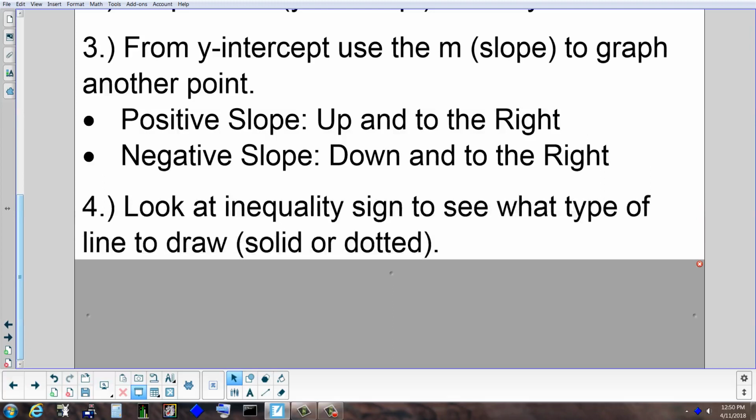So look at the inequality sign to see what type of line to draw, solid or dotted. And again, we're not going to do that whole chart over again from yesterday. You already have it from yesterday's notes. I'll give you a few seconds to get this written down. The only thing different today is that we really need to get y by itself, to make sure it's in slope-intercept form. Other than that, this process of graphing it, dotted, solid, shading, all that stuff, doesn't change.